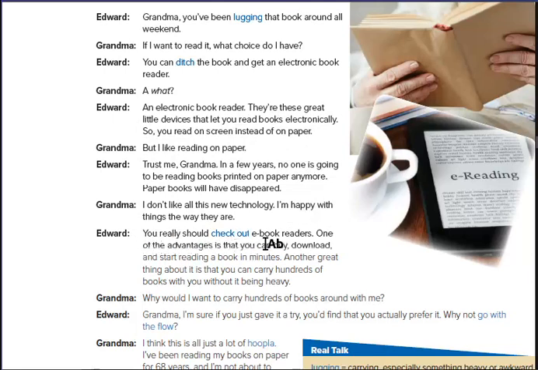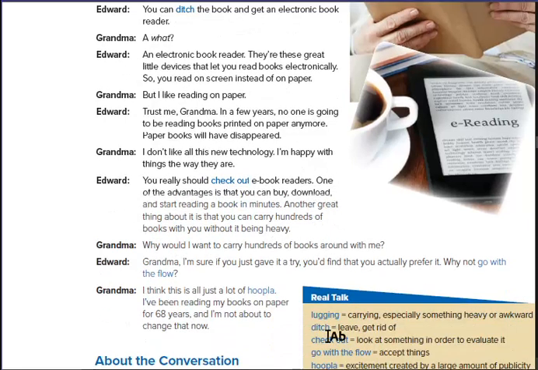I'm happy with things the way they are. You really should check out ebook readers. One of the advantages is that you can buy, download, and start reading a book in minutes. Another great thing about it is that you can carry hundreds of books with you without it being heavy. Why would I want to carry hundreds of books around with me? Grandma, I'm sure if you just gave it a try, you'd find that you actually prefer it. Why not go with the flow? I think this is all just a lot of hoopla. I've been reading my books on paper for 68 years, and I'm not about to change that now.